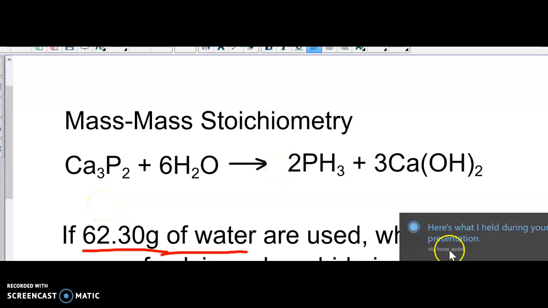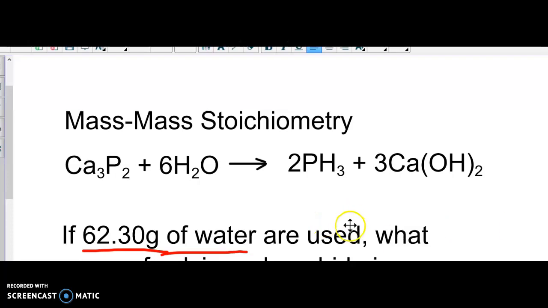Guys, we're going to continue more stoichiometry today. This time we're going to do the longer problems. We're going to do mass stoichiometry. So we're going to start with the mass of one compound and end with the mass of another compound. Really it's just adding a step to what we've already been doing. We're going to continue to use the mole ratio, all of that.